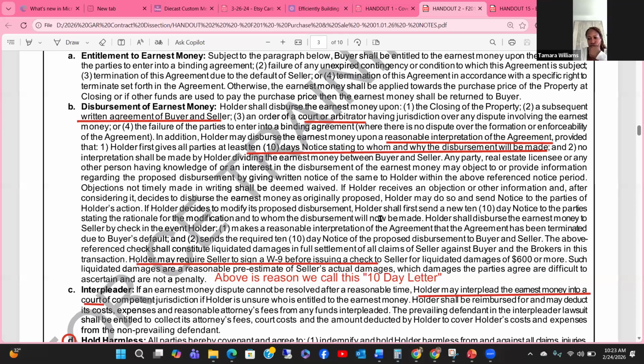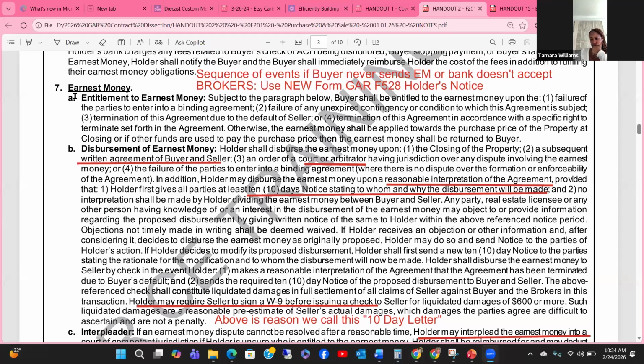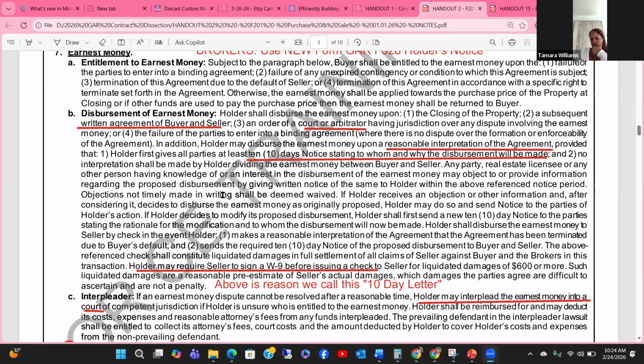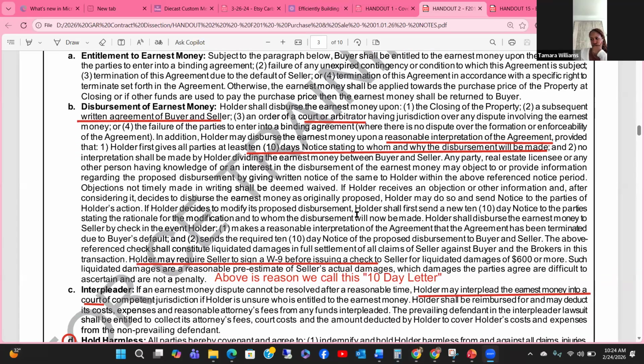All right. So I go through the contract and I say, okay, what happened? What did the buyer and seller agree to based on the contract, and who's entitled to the earnest money based on that? I say, I am going to disperse the earnest money to buyer or seller based on these reasons. I can't disperse it immediately. I, as the holder, have to wait 10 days for the other party not getting the money to make an objection. The objection has to be based on something they agreed to in the contract.